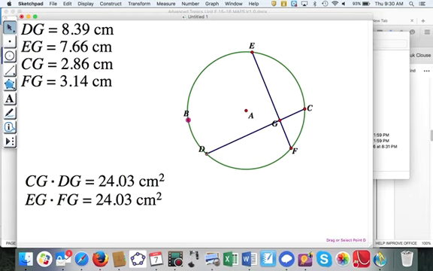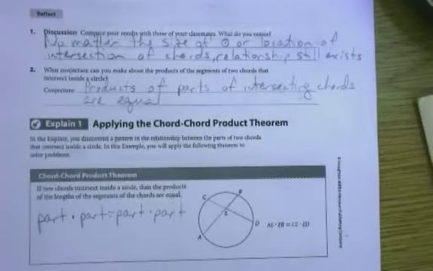So what conjecture can we make about the products of the segments of two chords that intersect inside a circle? The conjecture that we could make is that the product of the parts of one chord will equal the product of the two parts of the other chord. And so you see that is in Explain 1 as the chord-chord product theorem. So here are all those relationships that we noticed in the first part of the video where I was using the geometry software.